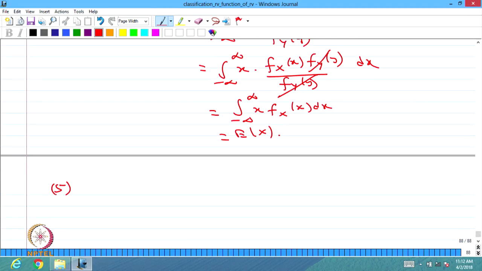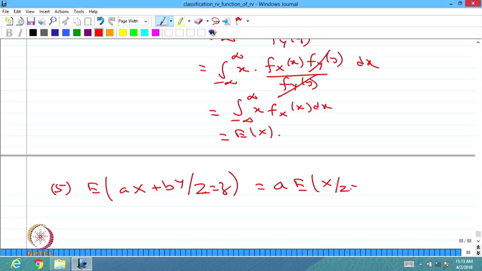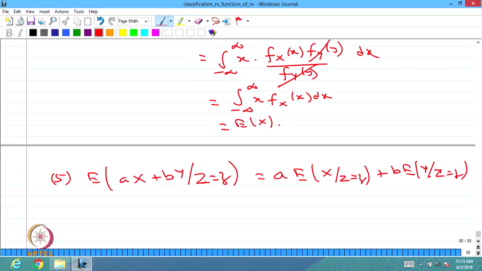Next result: suppose you go for finding the conditional expectation of some constant a times x plus b times y, with the other random variable Z taking a value small z. That means now I am considering three random variables x, y, z. So the expectation of a constant times one random variable plus a constant times another random variable, given the third random variable takes some value, is the same as: constants are out, so expectation of x given Z takes a value z, plus the conditional expectation of y given Z takes a value z. This is true for all a and b real. This also can be proved.